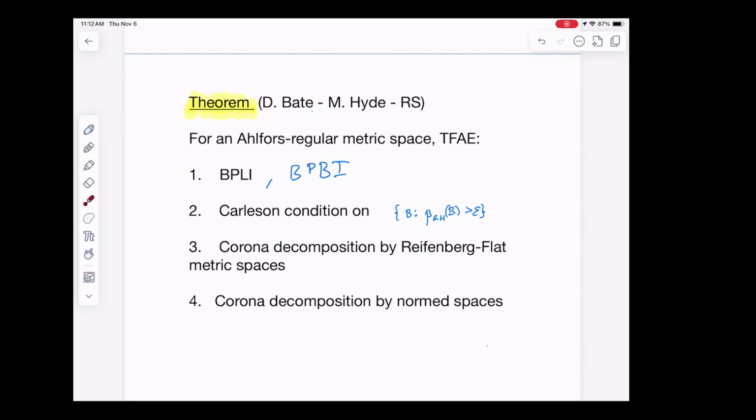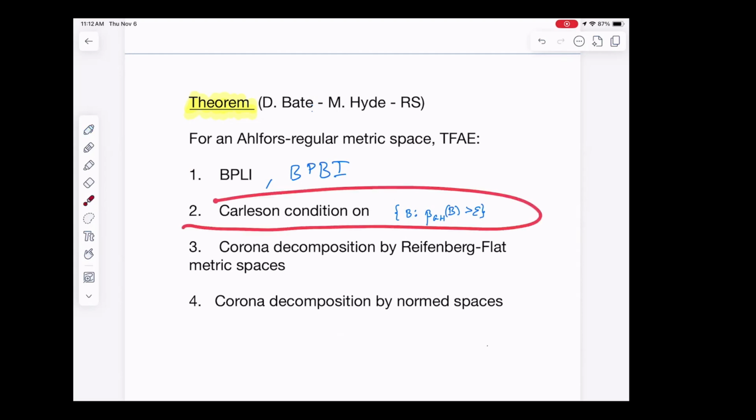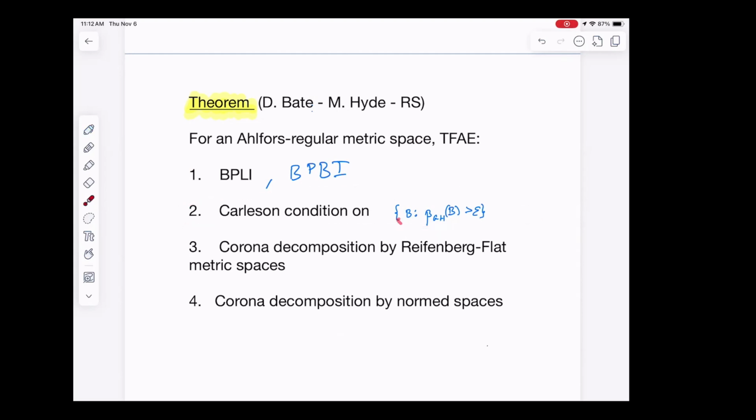Another is having a Carleson condition on balls where they are badly approximable by Banach spaces. And I will talk a lot about what a Carleson condition means. And the last two conditions are having corona decompositions by some families of sets. So there are two notions here that I'm not defining yet: Carleson condition and corona decomposition. I will get back to these in a few minutes.